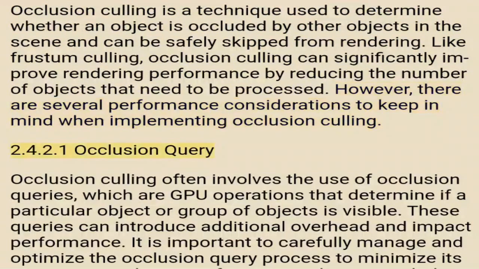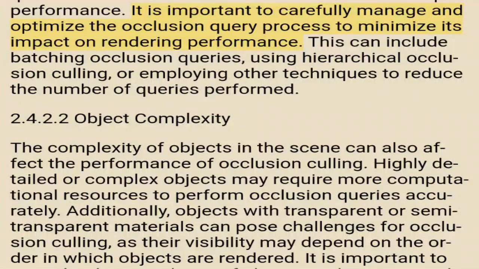2.4.2.1 Occlusion query. Occlusion culling often involves the use of occlusion queries, which are GPU operations that determine if a particular object or group of objects is visible. These queries can introduce additional overhead and impact performance. It is important to carefully manage and optimize the occlusion query process to minimize its impact on rendering performance. This can include batching occlusion queries, using hierarchical occlusion culling, or employing other techniques to reduce the number of queries performed.